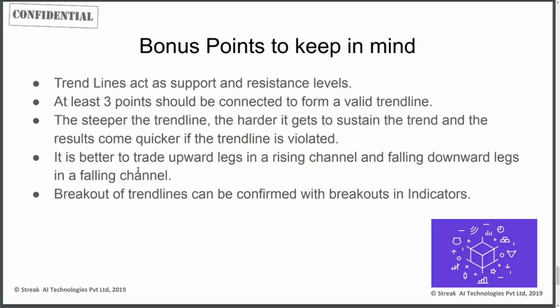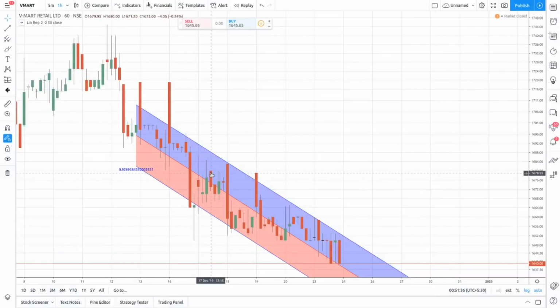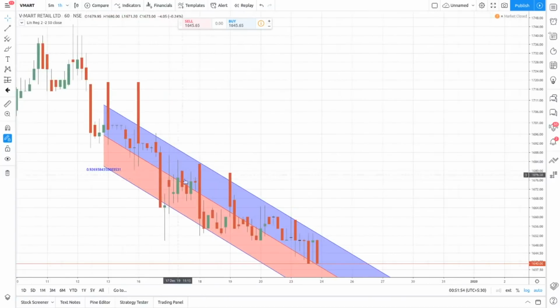Now, it is better to trade upward legs in a rising channel and downward legs in a falling channel. What this means is, in a falling trend line, it's better to trade the falling legs, that is, trade with the trend rather than against it, because the falling trends are longer. In the case of VMart, this trend line indicates a bearish trend. The upper part and the bottom part are the channels. If the price is falling and you trade with the trend, the price movement is longer, but if you're trading against it, it's much shorter.